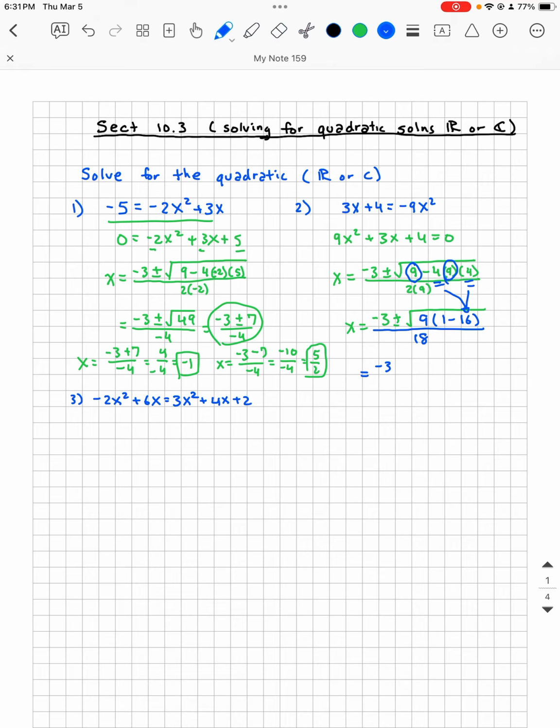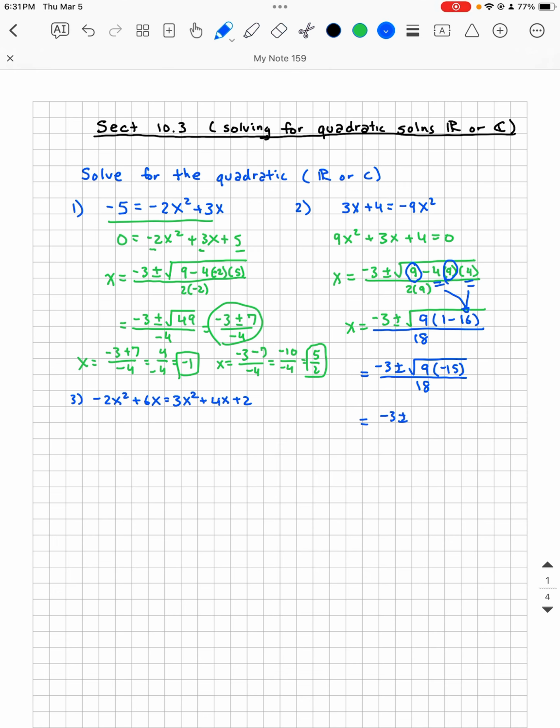But now, once again, if we look at the top, that's -3 plus or minus the square root of 9. Well, the square root of 9 is just the square root of 9. And then inside over here, we have -15. And right there, that's the imaginary part, right? So now we'll go ahead and clean up a little bit more.